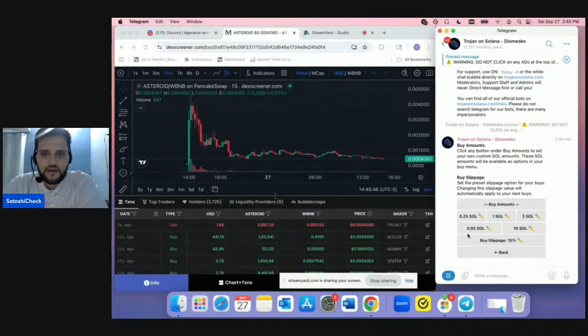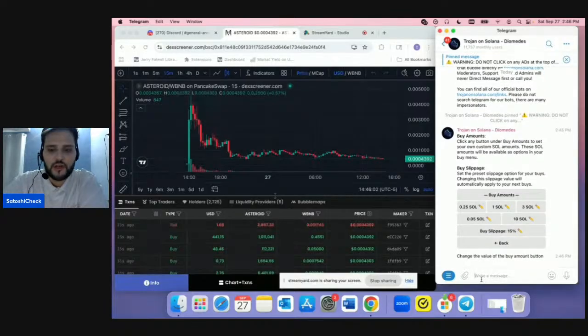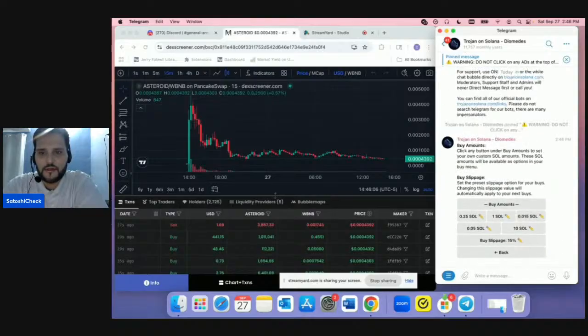Okay, now do you see how I have 0.05 SOL? All right, so now we're rocking, right? So now we have 0.05 SOL, 0.25 SOL, 1 SOL, and also, guys, don't forget, you can change this one and say, shoot, I want to do 0.015 SOL. So now when it's time to buy, you have that ready.